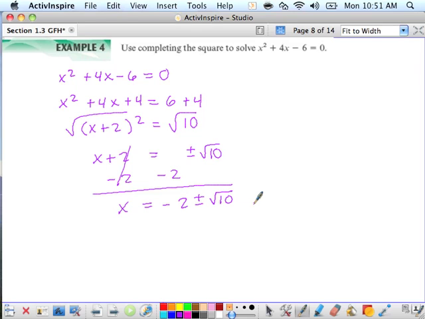Now normally I would let you stop there. There's really no reason to take that apart, but I think you're going to have to for WebAssign. I think you're going to have to write it separately. -2 minus the square root of 10, -2 plus the square root of 10.